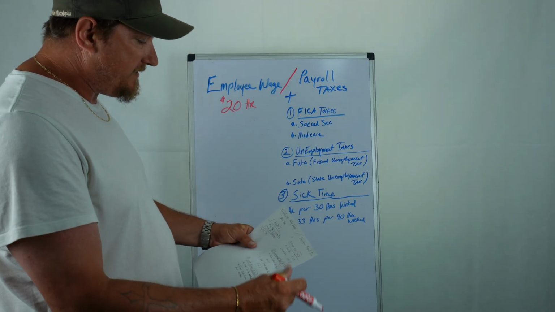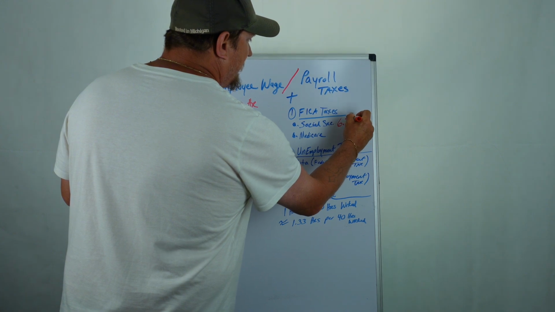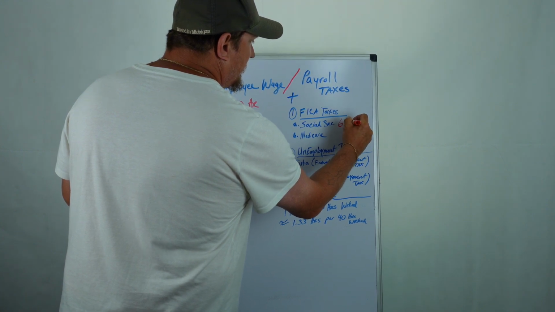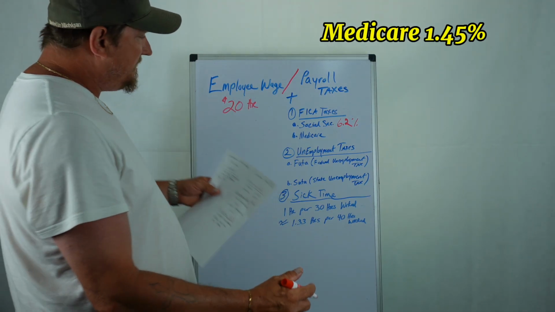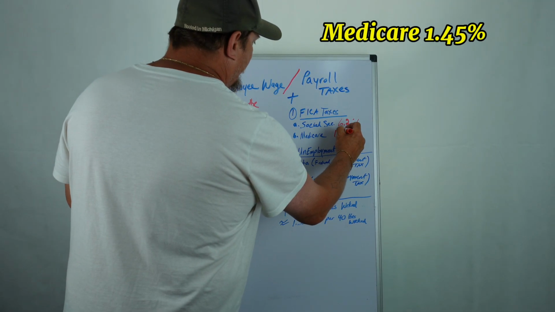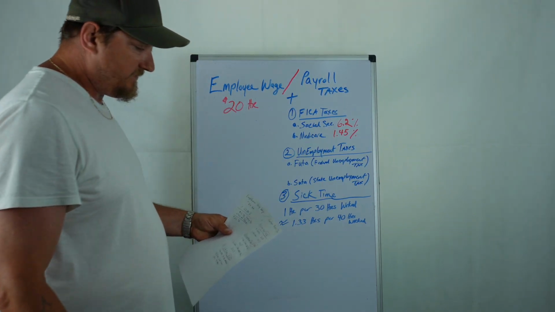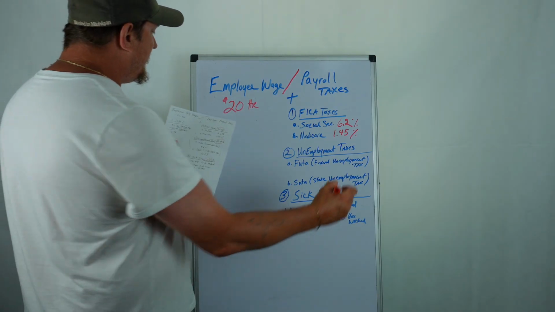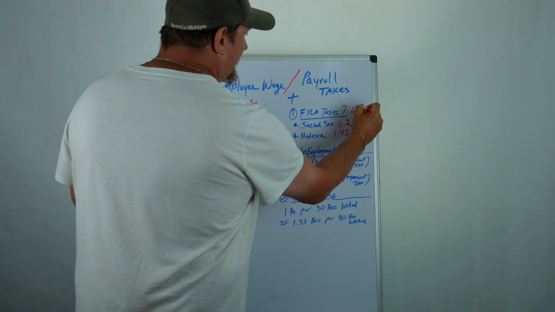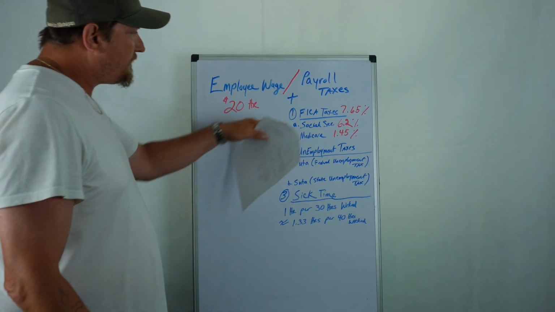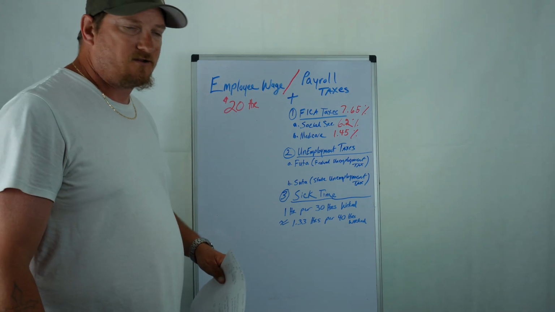So first, with Social Security, we pay 6.2%. Okay? Now for Medicare, that's 1.45%. Okay, you add those both together, your FICA tax now is 7.65% just for FICA tax that you have to pay additional on top of your employee's wage.